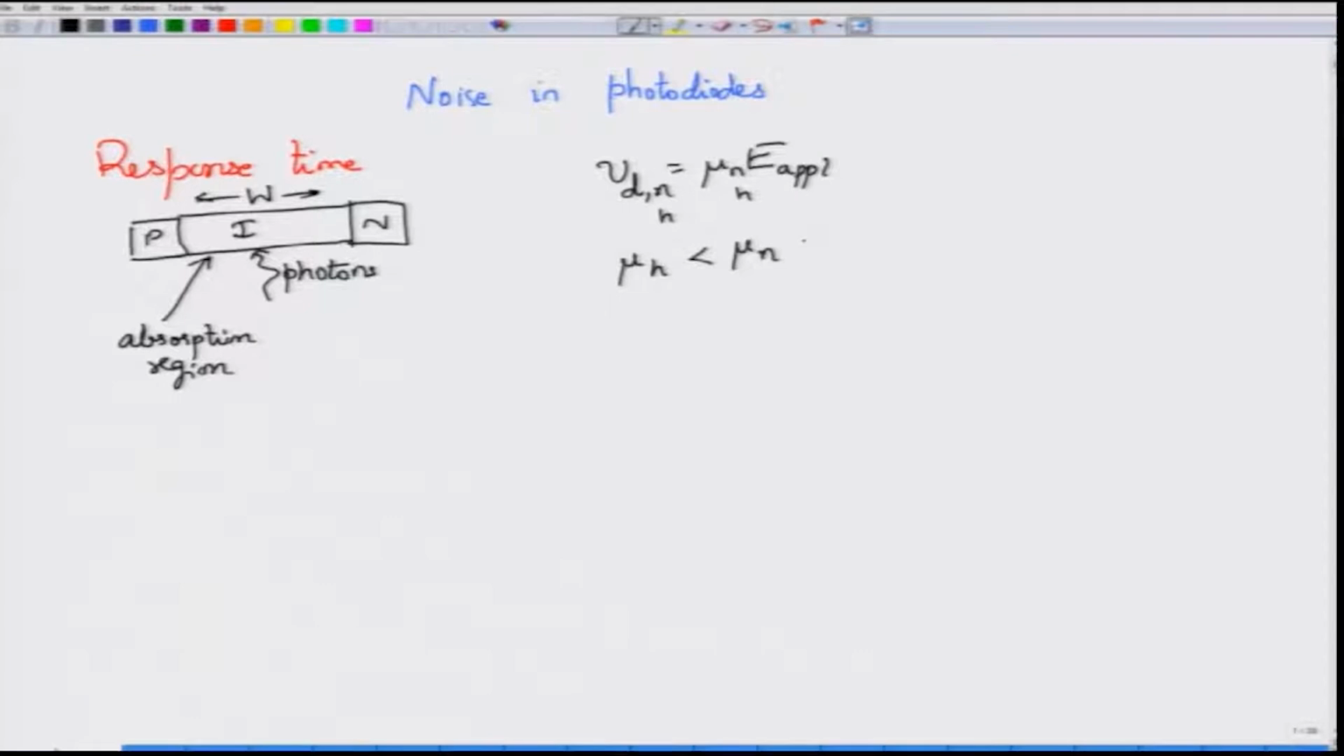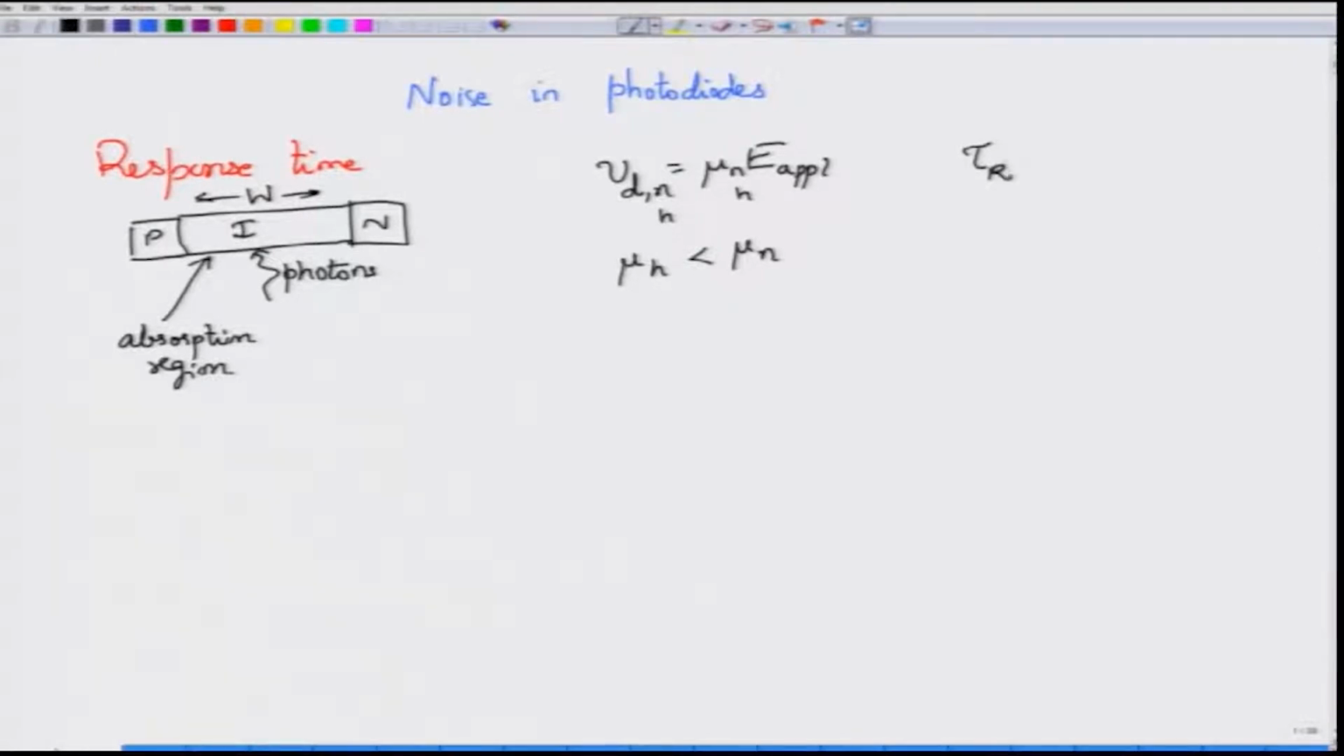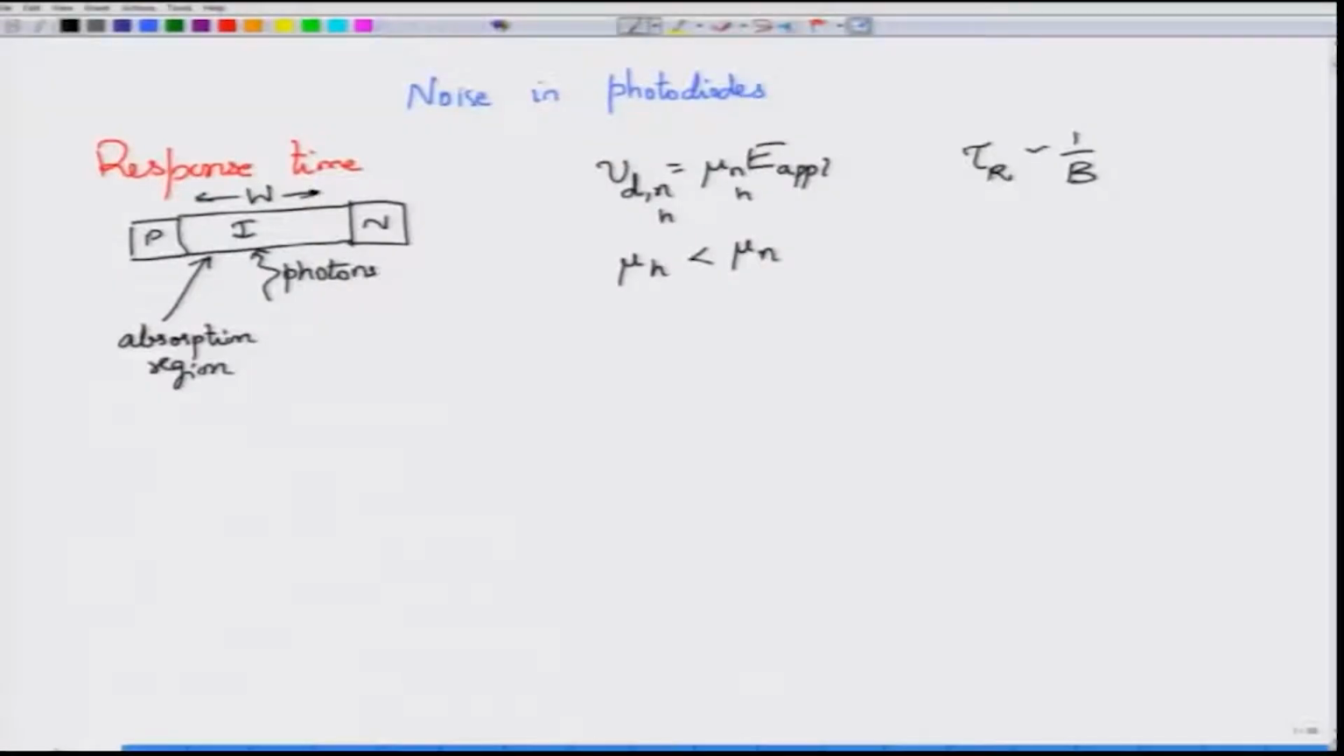What this simply means is that electrons are faster, holes are slower, and which of those two will give rise to a larger response time? Obviously the holes. The holes take a longer time in traversing, and therefore they form the fundamental limitation. The response time tau r is in some sense inversely proportional to the bandwidth of operation, the speed at which one can repeatedly generate these electrons and constitute a current. This response time is more or less determined by the holes.